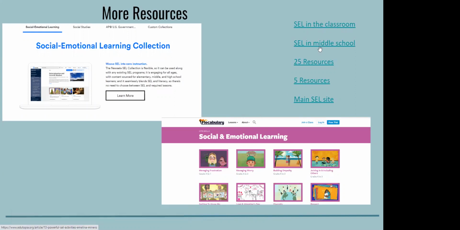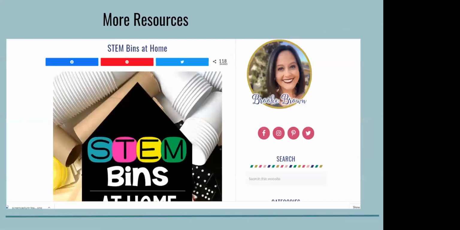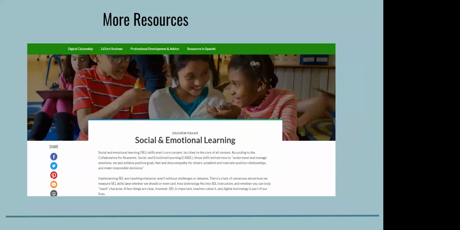These are some links for middle school and high school resources to look at. Newsela has a social emotional learning collection, but you have to pay to get that part. STEM bins at home, that's the paperless STEM bins, and Britt Brown's website that I was talking about to help you do that cooperative grouping and that problem solving part of it if you can't do all the interaction like you used to.